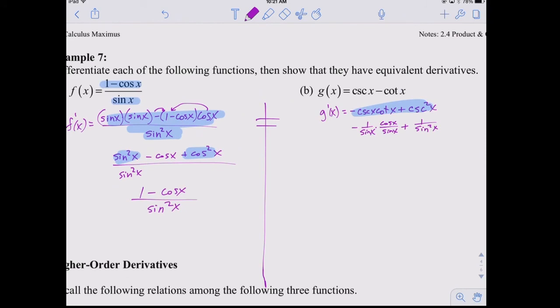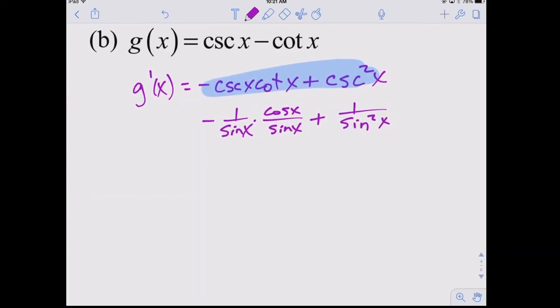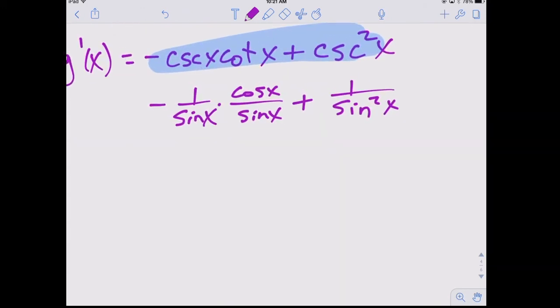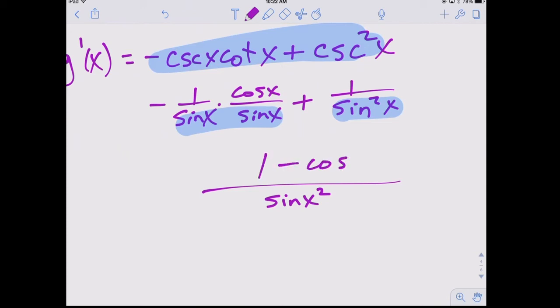And remember, one of the strategies was to get a common denominator to combine 2 terms into 1. Do we already have a common denominator? Yeah, we already have one. It's sine squared. So build the shelf. And what goes in the top? Well, we have a negative cosine plus 1, but I'm going to call that 1 minus cosine.